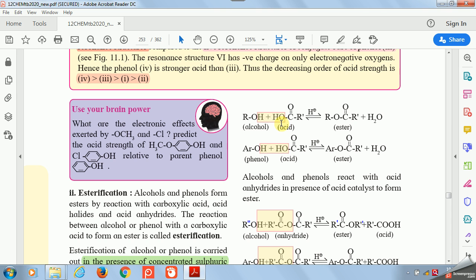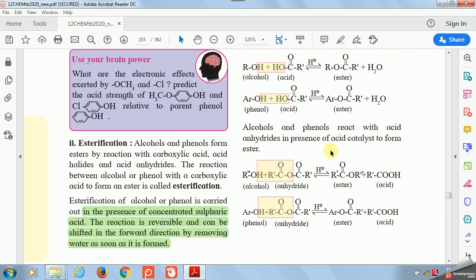Remember this. Then similarly, when phenol reacts with acid, it gives the ester of that aromatic compound, and water is the byproduct. So what is the difference here? Here R means an alkyl group is present, and here Ar means an aryl group is present.